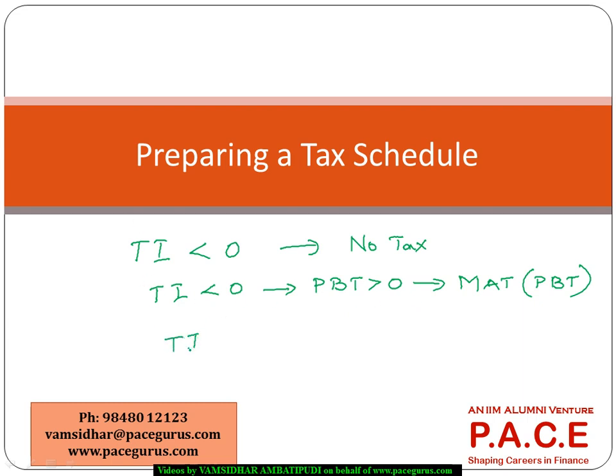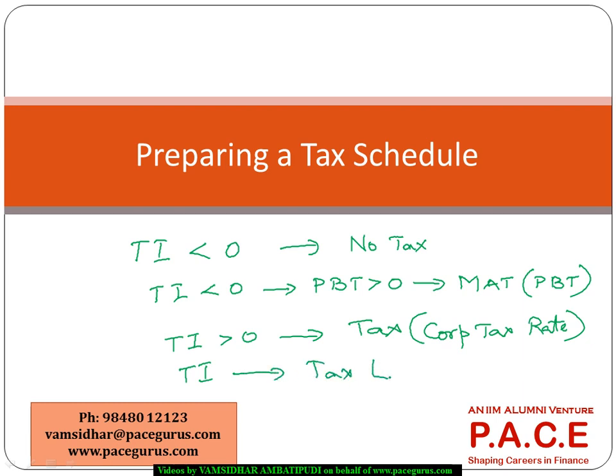only when the taxable income is greater than 0, I am liable to pay a tax. We are looking at 3-4 scenarios. When the taxable income is greater than 0, I am liable to pay a tax which is taxed at the corporate tax rate. And wherever my taxable income is less than 0, the tax losses are carried forward.